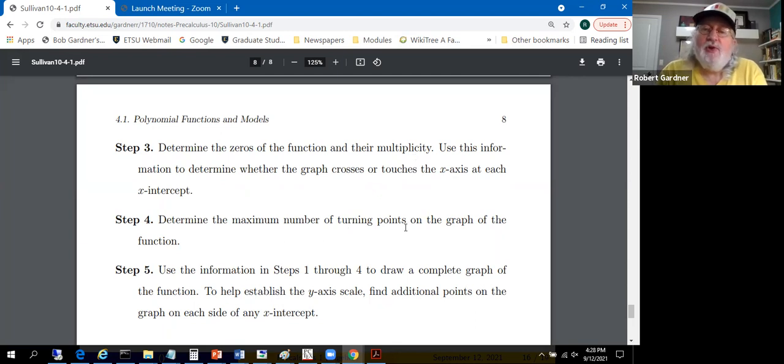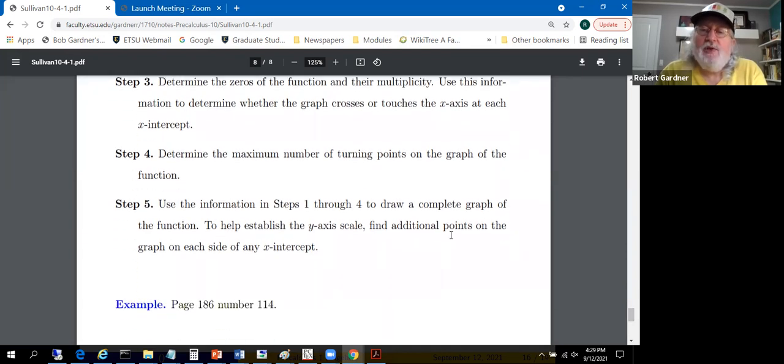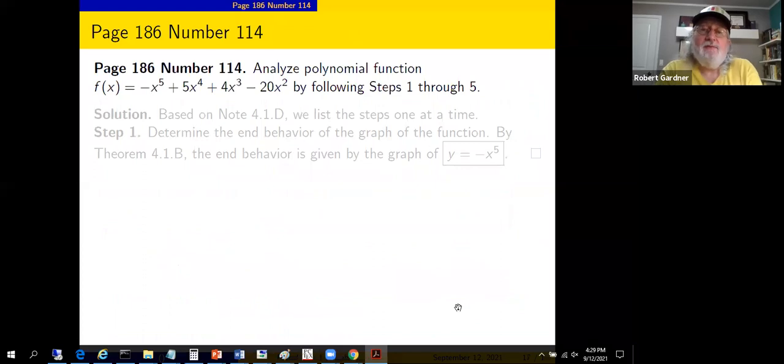Determine the maximum number of turning points. Okay, we can do that using the degree of the polynomial function. And then use all that information to draw a complete graph of the function. To help establish the y-axis scale, find additional points on the graph on each side of any x-intercept. Okay, let's do them, five steps, in the following example. So here's where we'll finally create a graph. Analyze a polynomial function.